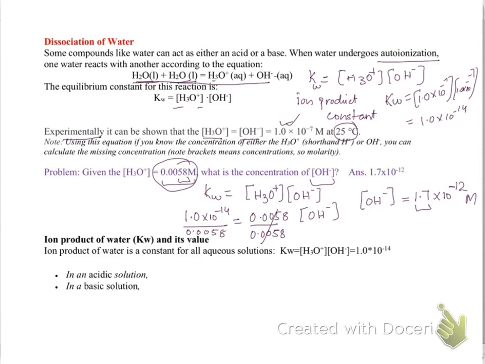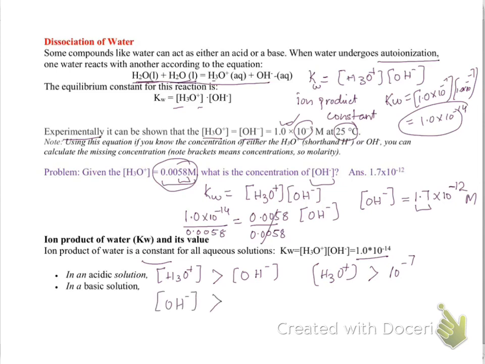So this ion product of water is a constant for all aqueous solutions. This is the value. But what if the solution is acidic? The solution is acidic means hydronium ion concentration is greater than hydroxide ion concentration. What does that mean? That means your hydronium ion concentration is greater than this 10 to the negative 7th. Similarly, in a basic solution, you have more hydroxide ions. Hydroxide ions are more than hydronium ions, which again means that the hydroxide ion concentration is greater than 10 to the negative 7th molar, M for molarity.